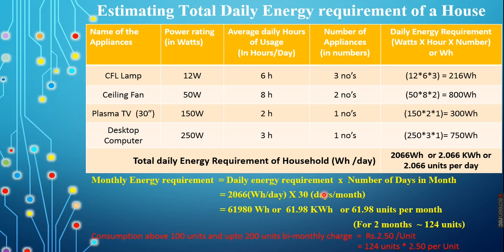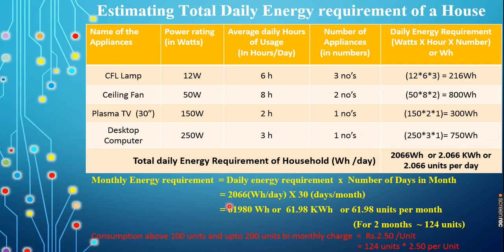We have to multiply the daily energy usage by the number of days. We multiply 2066 into 30 days. We get a value of 61,980 watts hour.